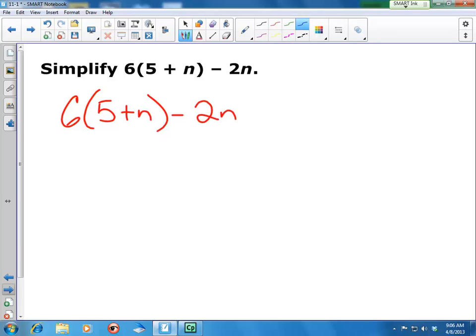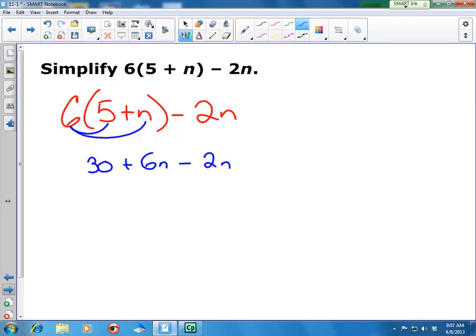Because we can actually use something called the distributive property, which we've done before, way back at the beginning of the year. So chances are you might have forgotten about it. But remember, the distributive property basically says that we can distribute this 6 through this parentheses right here. And basically what we're doing is 6 times 5 plus 6 times n. Okay? Now, what does that mean? Well, what's 6 times 5? 30. Plus, and then 6 times n is just 6n, minus 2n.